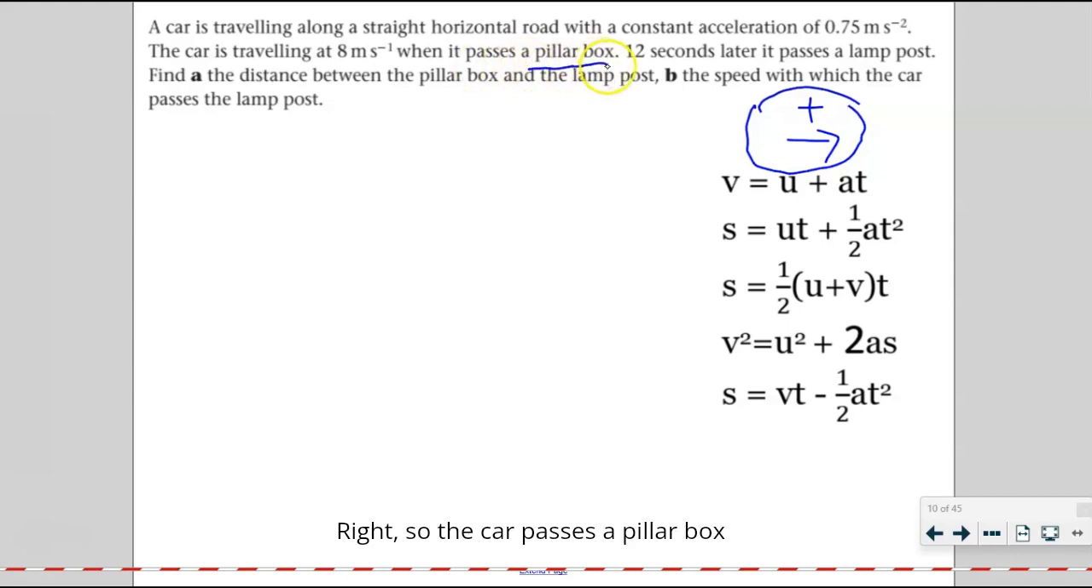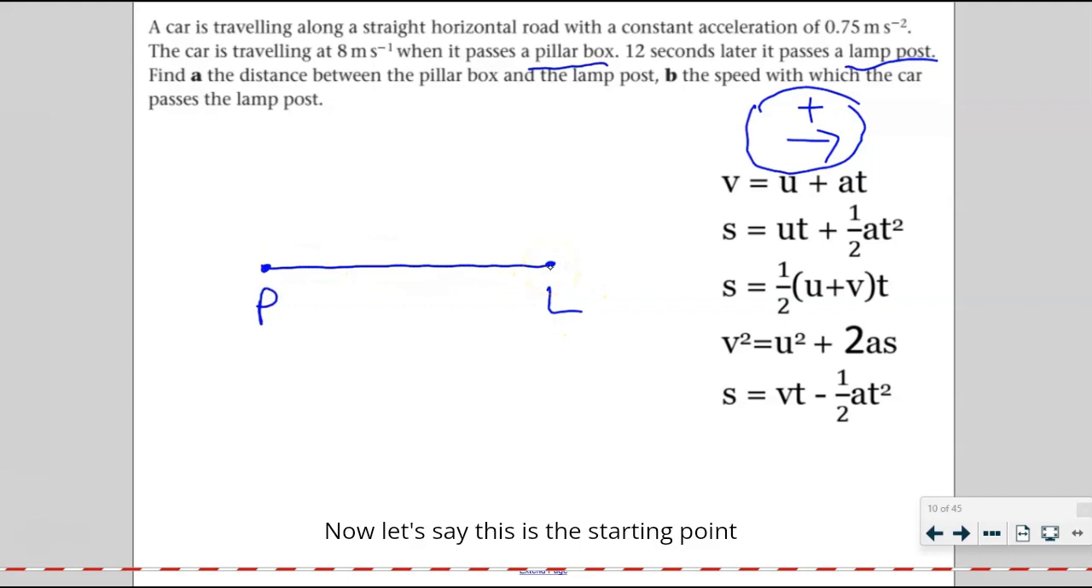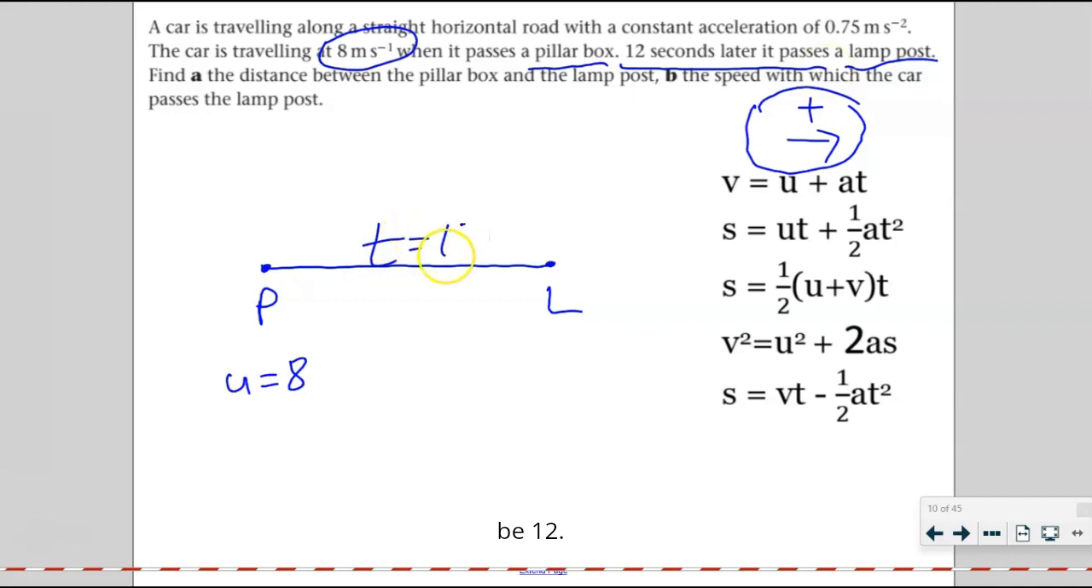So the car passes a pillar box and then it passes a lamppost. The pillar box would be P and the lamppost, let's label that L. Now let's say this is the starting point, P, and your ending point is at L. It says the car is traveling at 8 when it passes P. So your starting velocity is 8, and they have given you the time it takes to pass. So the time would be 12.